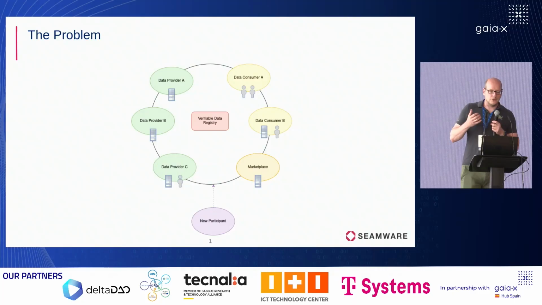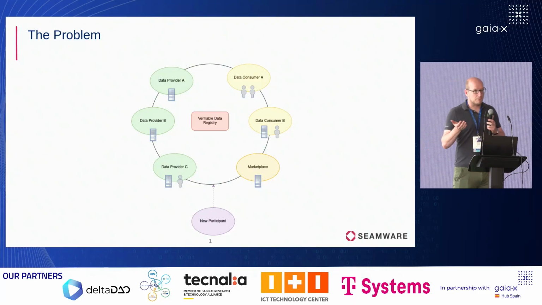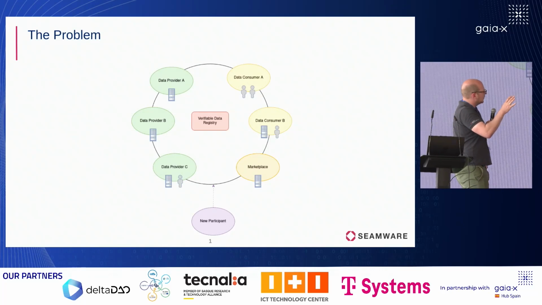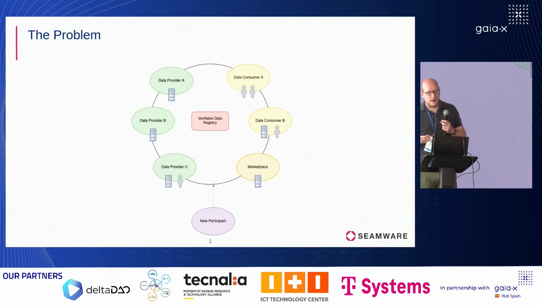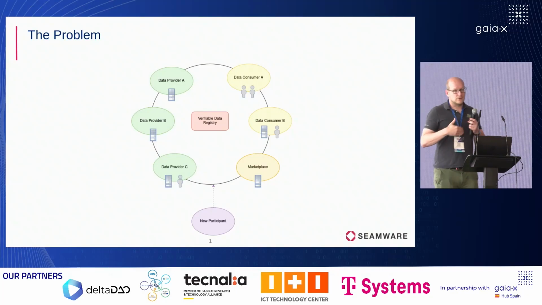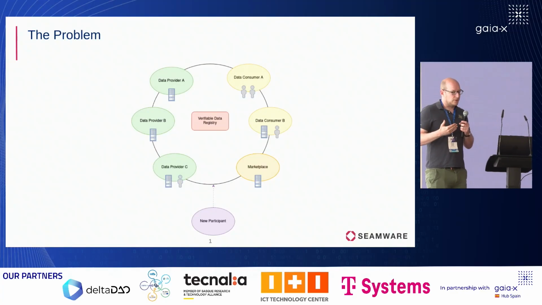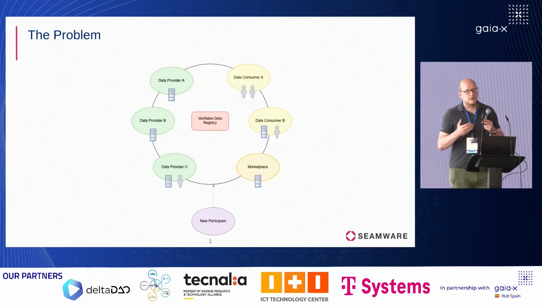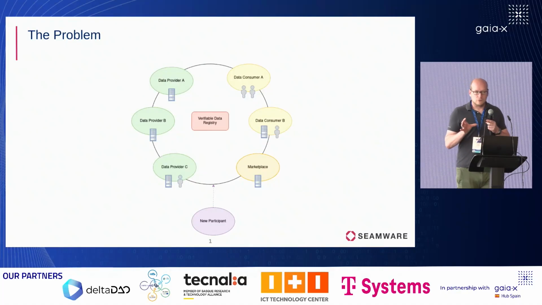So usually a data space consists of a number of participants. They all can have different roles. They can be data providers. They can be data consumers. There are marketplaces and so on. And all those organizations, so the participants are usually organizations, also have employees or services and so on that act on behalf of these organizations. And the data space itself enables the connection between those services based on a common trust anchor.